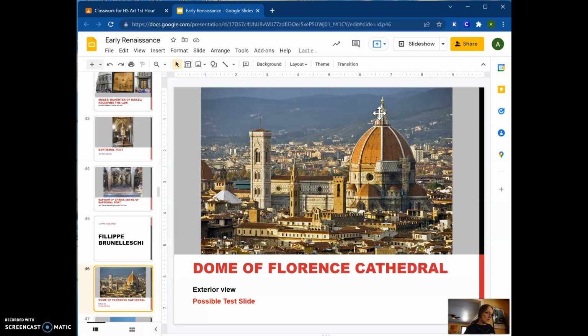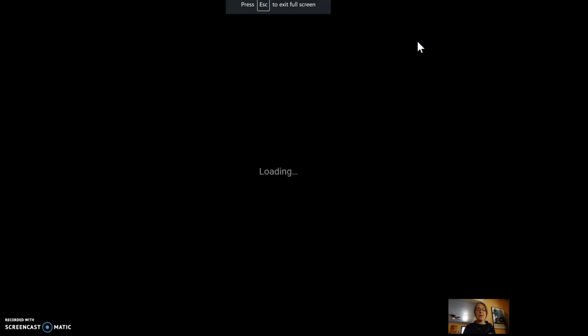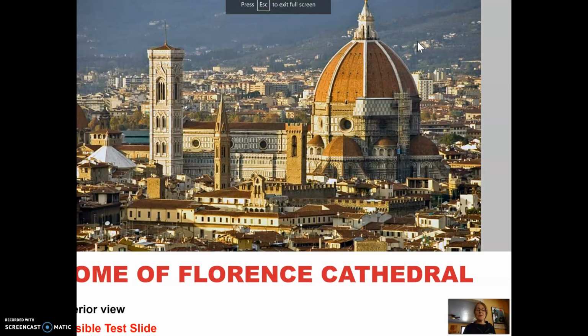Brunelleschi discarded traditional building methods and he devised new ones. He also invented a lot of the machinery that was necessary for the job. Okay, he invented machines that weren't even in existence yet to make this work. So let's go ahead and look at a few other angles. Let me just go ahead and make this image a little bit bigger. You can see the beautiful cityscape in Florence as well.